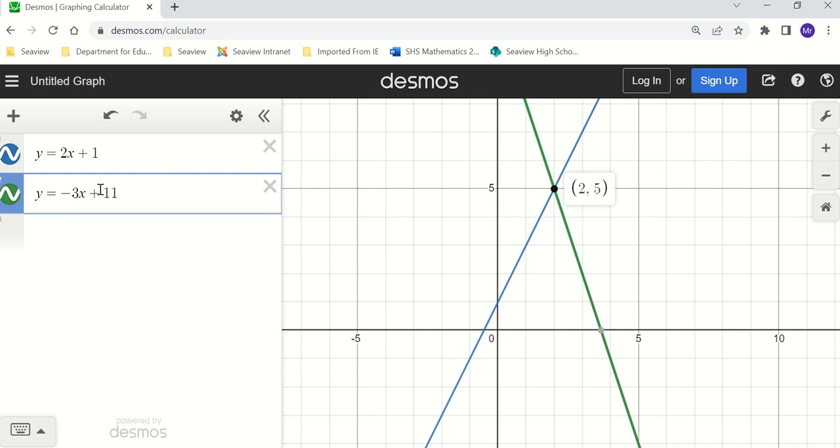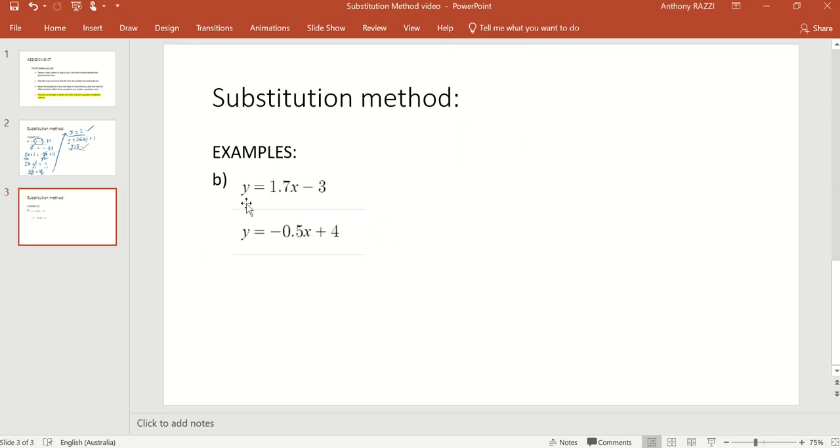Now, most of the lines in your Desmos assignment are not going to be this straightforward, are they? They're going to have decimals. So I'm going to do a second example, and this time we're going to use decimals. If you have fractions, convert the fractions to decimals, and we're going to do this method. So we're going to do the exact same process, but this time with decimals.